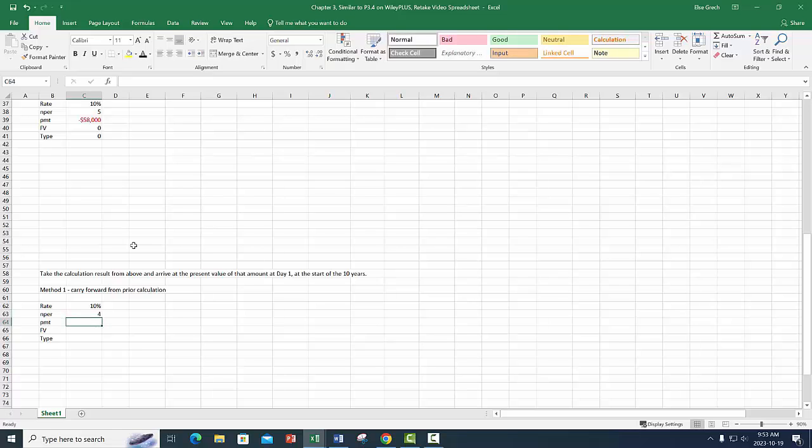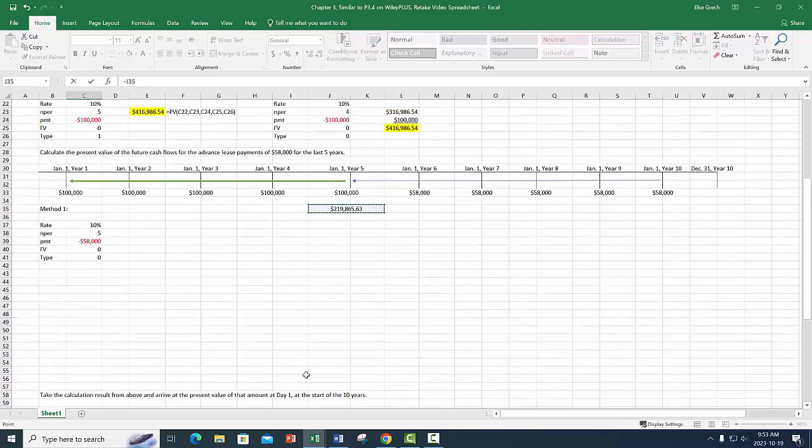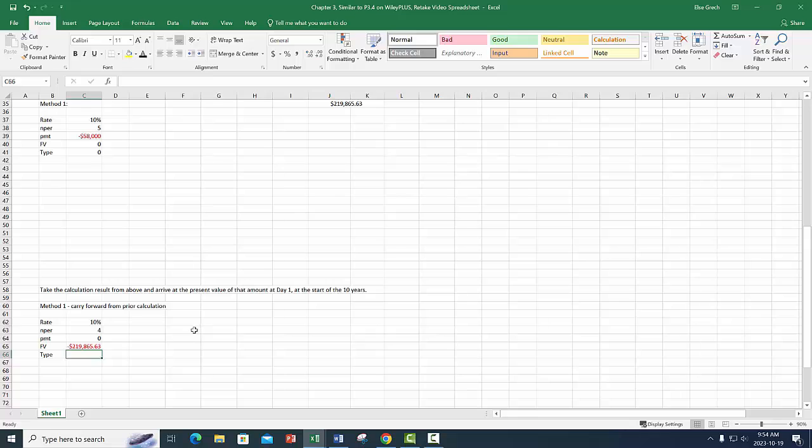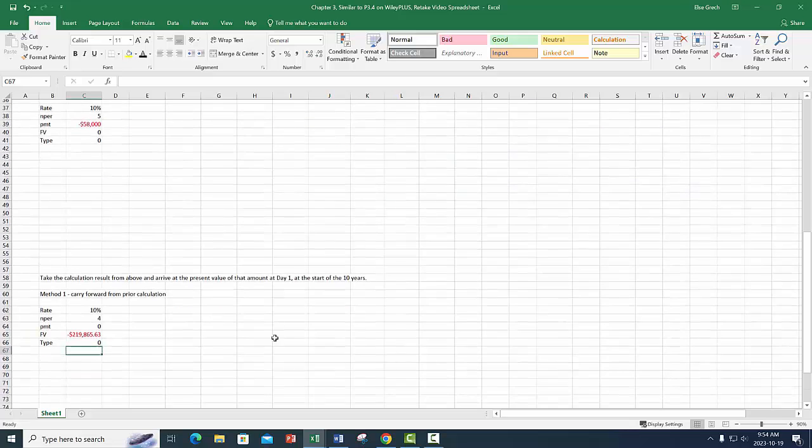My payment is 0 because I'm taking the future value and calculating what the present value of that one future amount is. Then my future value, well, this is my future value. And now my type. I can actually put in 0 or 1. We're going to test this, but let's put in 0 right now. And we say this because 1, 2, 3, 4. It's at the end of a 4-year period.